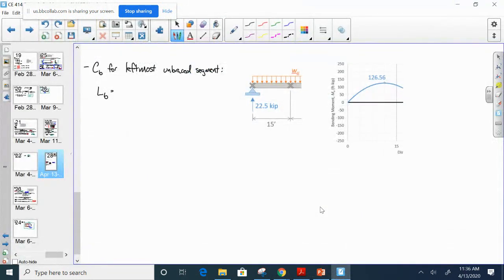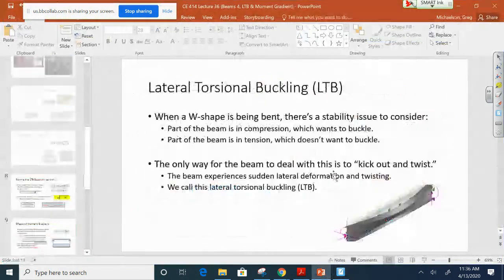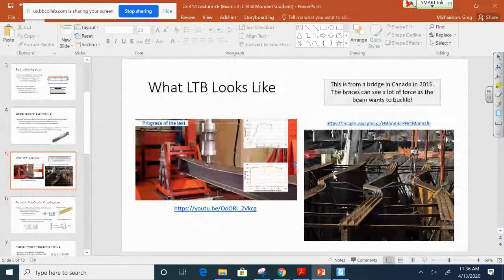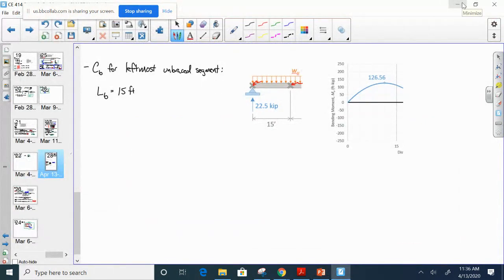Because it seemed like there was a delay in the chat. If y'all have questions, please don't hesitate. When I say that, I'm talking about, again, the LB is just the distance between the braces. How far apart we are between these. You've got those braces framing in right here. We're talking about the distance between those. That's what the unbraced length is. So again, don't hesitate if you have a question. I want to make sure that we're clear on this.